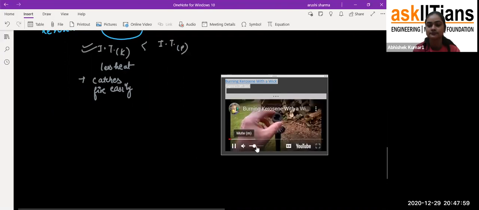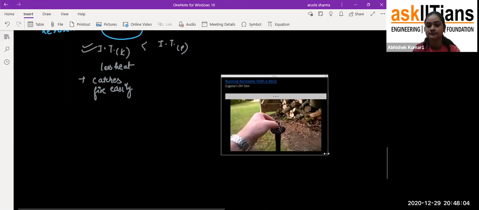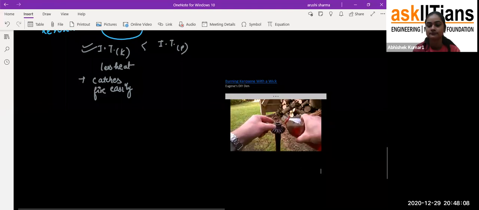So this is the vent bung out of a 55-gallon oil drum. I'm going to put some kerosene into it.